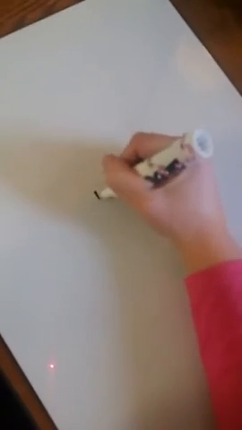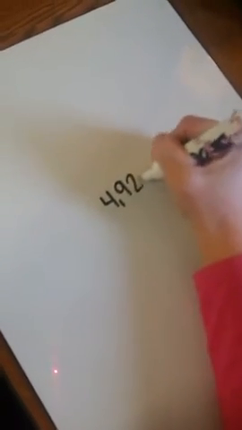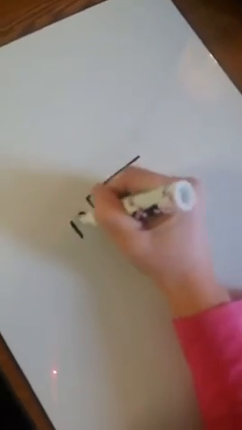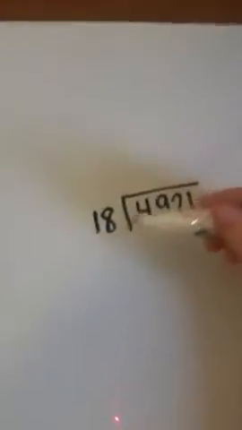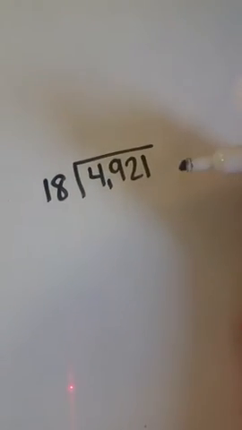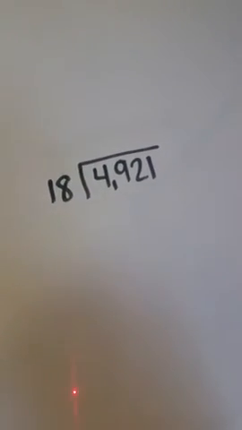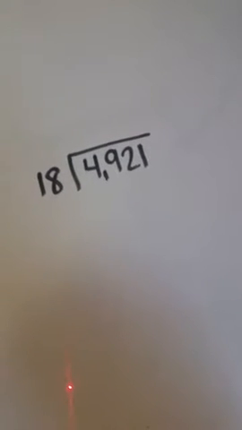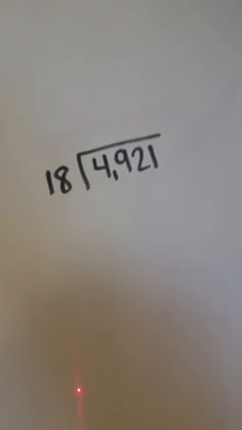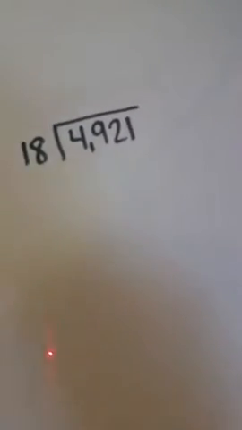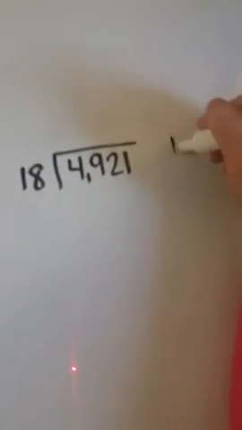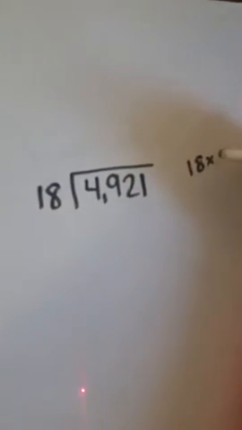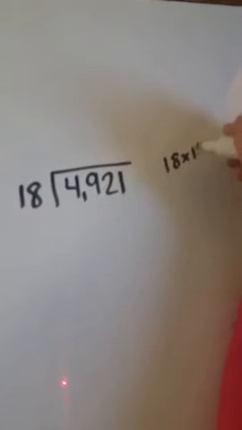Okay, so if we have a long division problem of 4,921 divided by 18, we would normally just say, well, how many times does 18 go into 49? Well, the new way, which is sometimes called hatchet, sometimes called partial quotient, we do something first called easy breezy facts. So I'm going to write down some of the facts that I know that are going to help me with this problem.